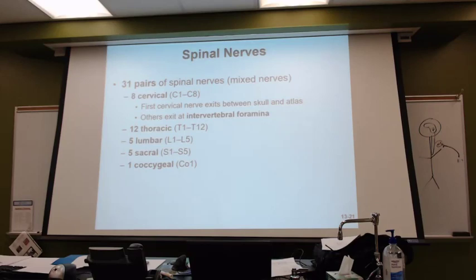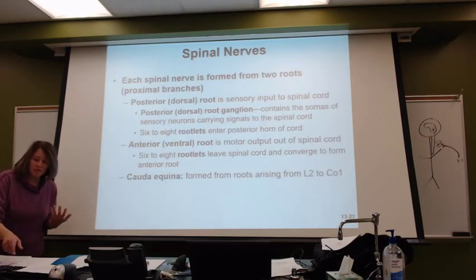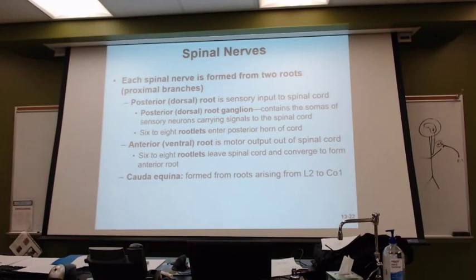We have 12 thoracic because we have 12 vertebrae. We got 5 lumbar because we have 5. We got 5 sacral because there were 5 separate bones. But they fused. Same thing for the coccygeal. We have 1, even though there were 3 parts, but that fused. Okay, at the coccygeal area. So 31 pairs. And they are going to service all areas of the body from basically the neck down.